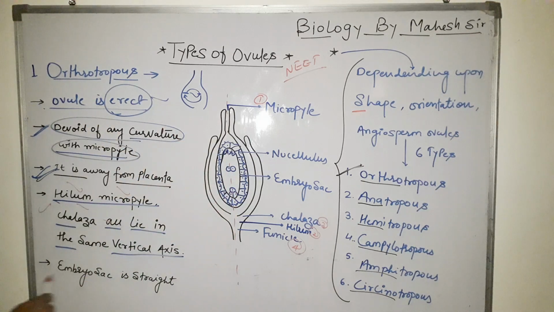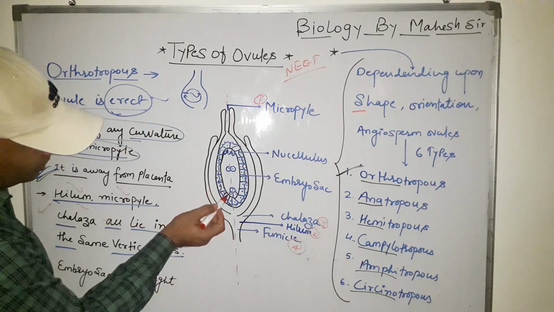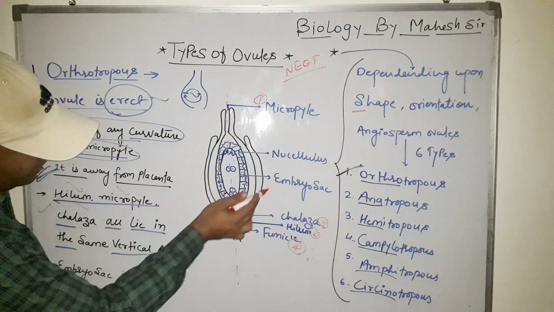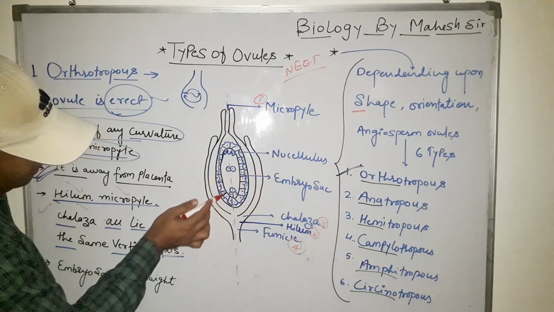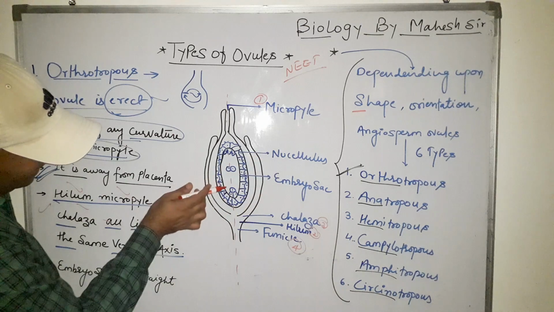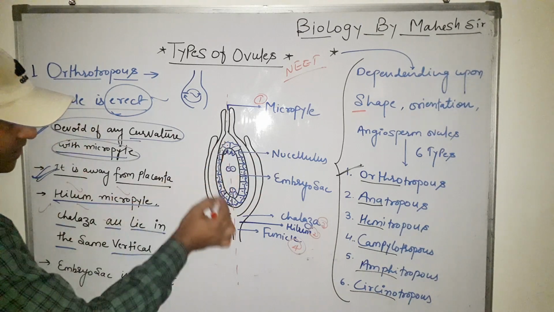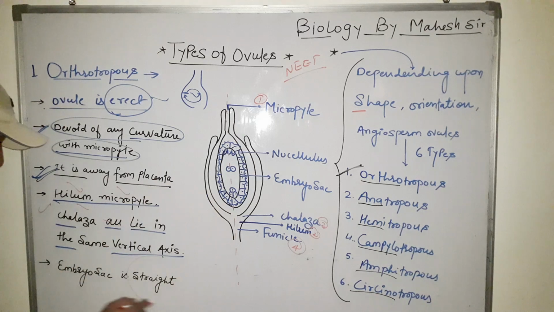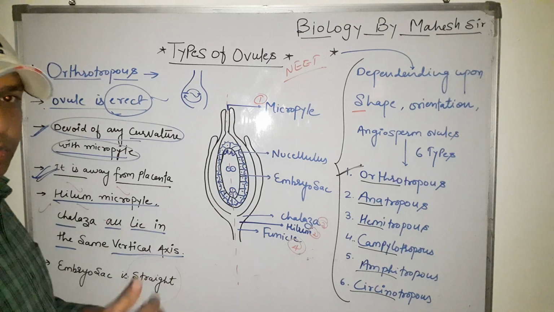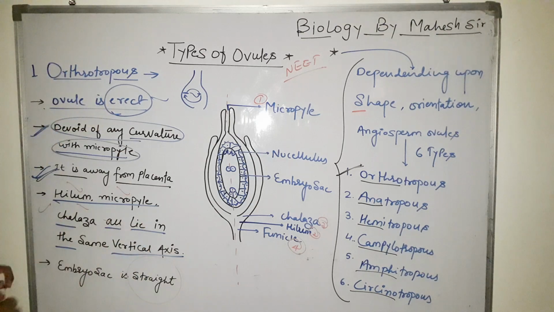Next point, the embryo sac is straight. Here is the embryo sac, which is just after the nucellus. It is the nucellus cells, parenchyma cells, and then the inner side, the black structure, is called the embryo sac. So it is in a straight position. In some other cases it may be bent, it may be horseshoe type. So it is the first type of ovule, which is the orthotropous type of ovule.